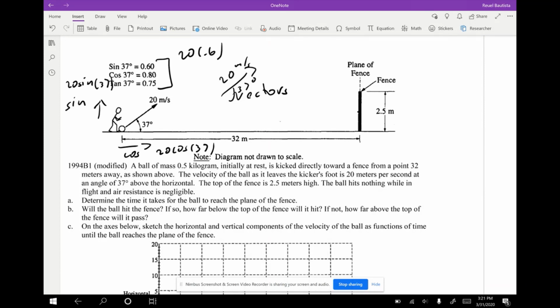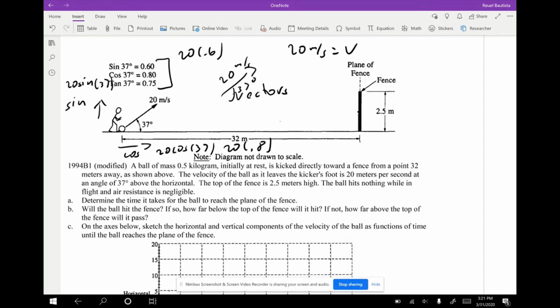Whereas the horizontal velocity, 20 times 0.8, which is 16, is going to be our horizontal velocity. Okay, so that's what we figured out here, by splitting up our 20 meters per second, our actual velocity, into the vertical velocity. This is how fast it's going to go initially vertically going up, and this is how fast it's going to go horizontally, 16 meters per second.